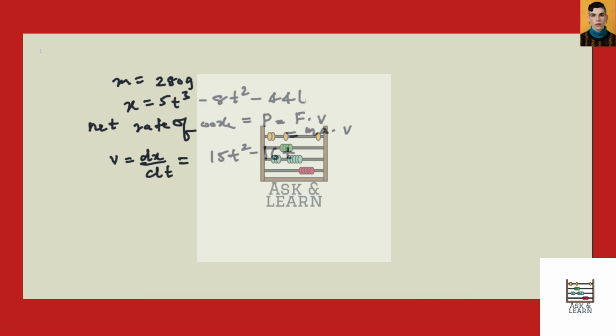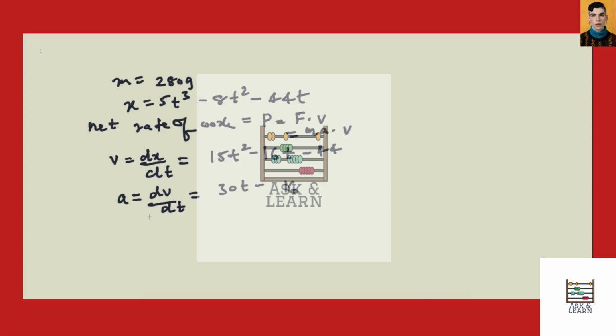Sorry, the position function here was actually 44t. So therefore, the velocity function is going to have 44 in the end here. So velocity function is 15t squared minus 16t minus 44. Then we need to find the instantaneous acceleration function. A is equal to dv by dt. And if we differentiate this with respect to t, we'll get 30t minus 16.